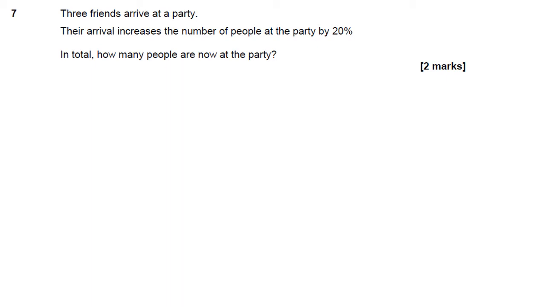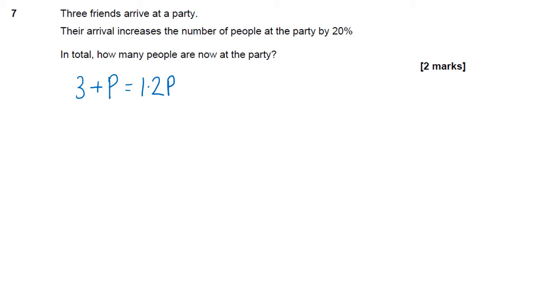3 friends arrive at a party. When they arrive, the number of people increases by 20%. How many people are at the party? Well, let's call the number of people that were at the party to start with P. 3 more people arrive, and then the number of people at the party goes up by 20%. Let's express that as a decimal. So that's 1.2 times how many people there were originally. So 120% of the people there, 1.2 times the original.